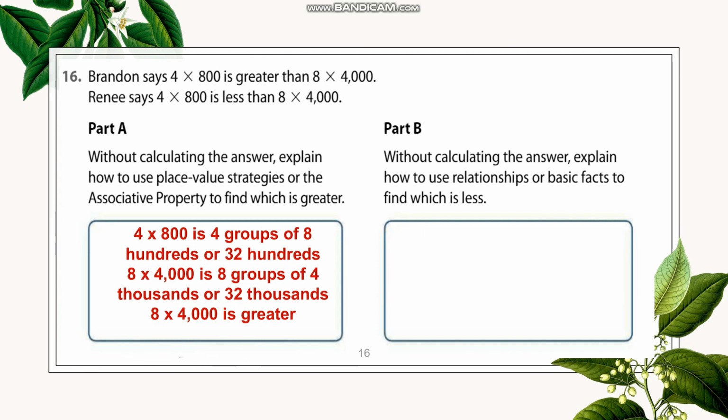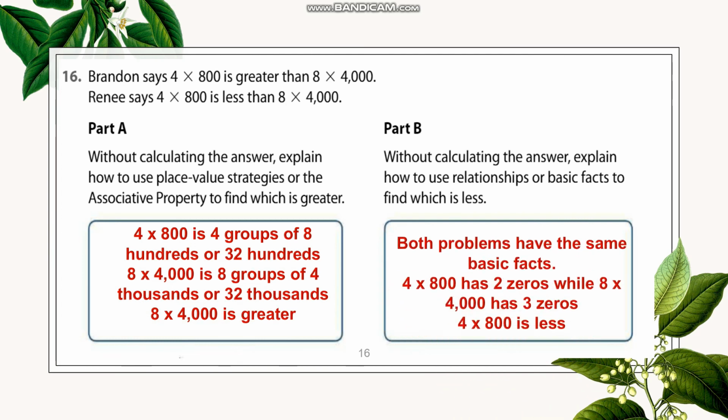Without calculating the answer, explain how to use relationships or basic facts to find which is less. Both problems have the same basic facts. 4 multiplied by 800 has 2 zeros, while 8 multiplied by 4,000 has 3 zeros. So 4 multiplied by 800 is less.